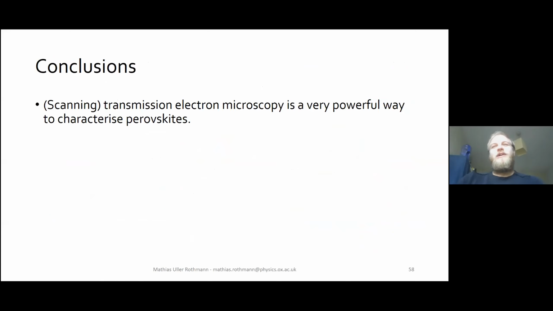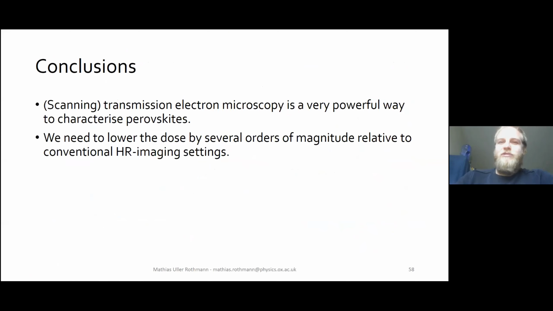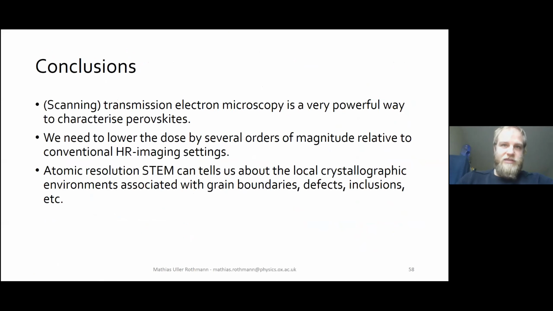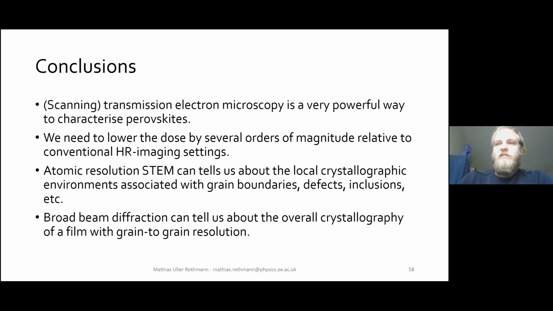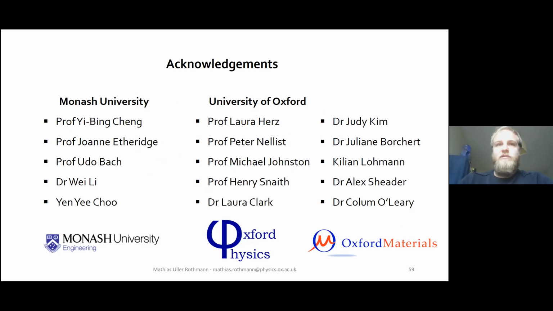So just to conclude, electron microscopy in general is a very, very powerful way to characterize these perovskites. We need to make sure that our dose is lowered by several orders of magnitude relative to what you would typically do for other high-resolution imaging settings. Atomic resolution STEM can tell us a lot about this sort of local crystallographic environment, so grain boundaries, defects, material inclusions, all kinds of other things. And we use diffraction studies. We can talk about the overall crystallography of the film with grain-to-grain resolution. And we can correlate this with device performance, which is very, very cool.